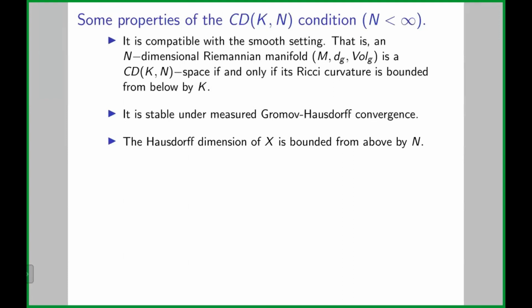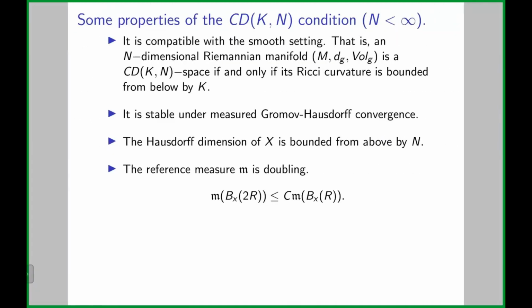The Hausdorff dimension of X is bounded from above by N. So you think of the CD(K,N) condition as having Ricci bounded from below by K and the Hausdorff dimension bounded from above by capital N. And we can also actually say some things about the reference measure. That is that we know that it is doubling. This means that I can bound from above the measure of a ball of radius 2r in terms of the measure of a ball of radius r times some constant. So even though the choice of the distance and the measure may seem arbitrary, they are actually connected, at least in some way.